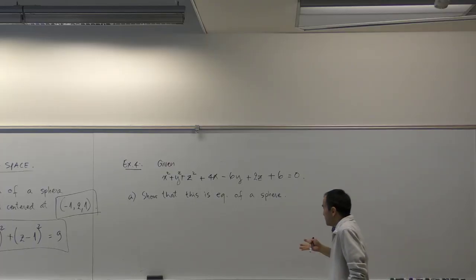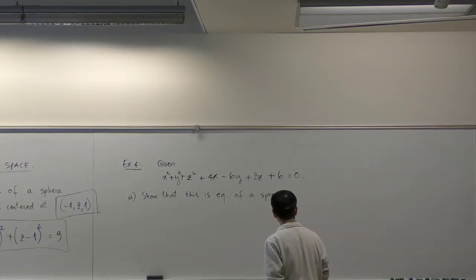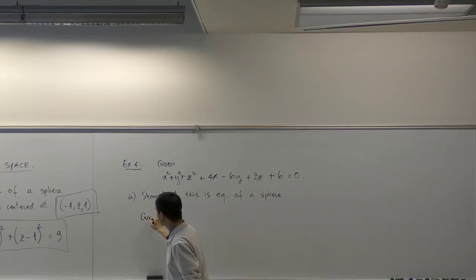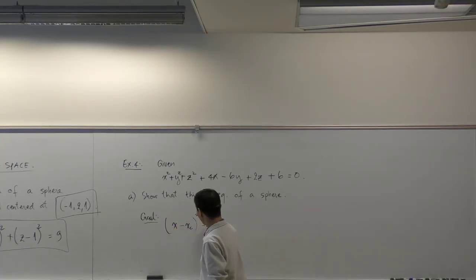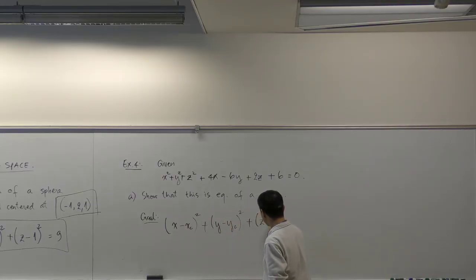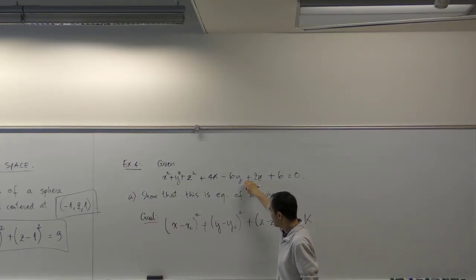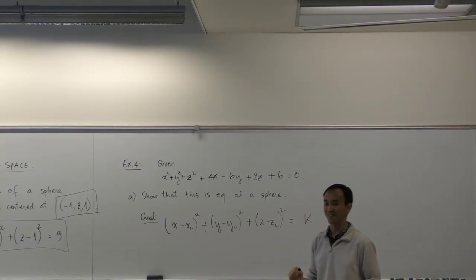So, boy, at first the equation looks all over the place. But the idea here is that as long as we can turn that equation into the form of x minus some xc, squared, plus y minus some yc, squared, plus z minus some zc, squared, that equals a constant value, then that's the equation of a sphere. Okay?